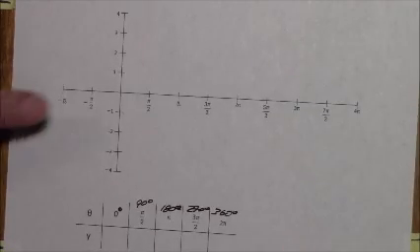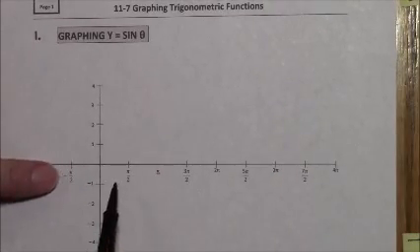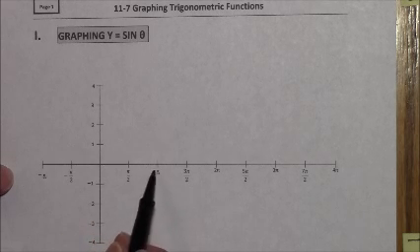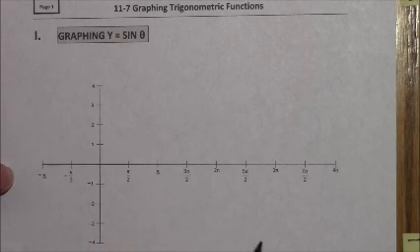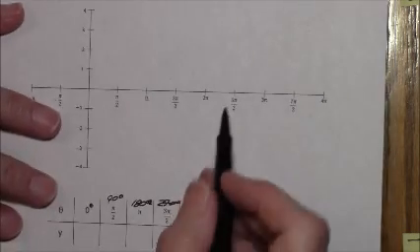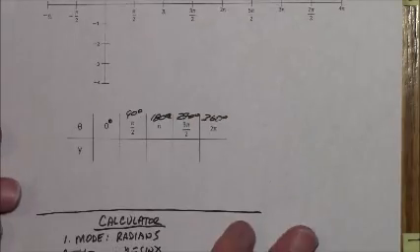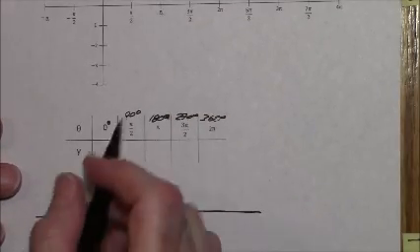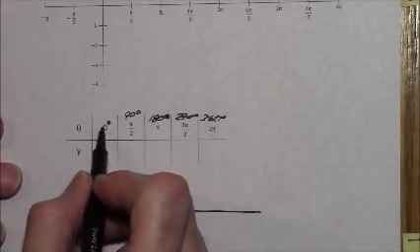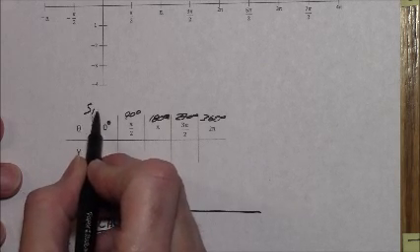So what we're going to do is find out where sine is at 0, pi over 2, pi, 3 pi over 2, and 2 pi. And that'll be one period, and then we'll just repeat it for the other one. So I've set it up here for what is probably one period. So what we need to do is find the sine of 0.